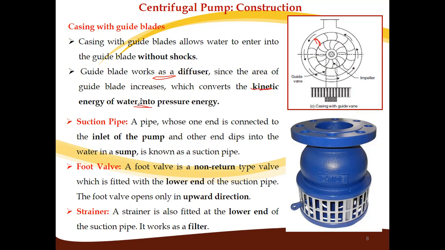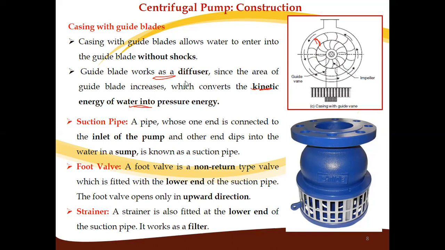Okay. Now these are the casing parts. First we have seen the impeller part, now we have the casing part. In casing there are different types of casing: vortex casing, volute casing, and casing with guide vanes.